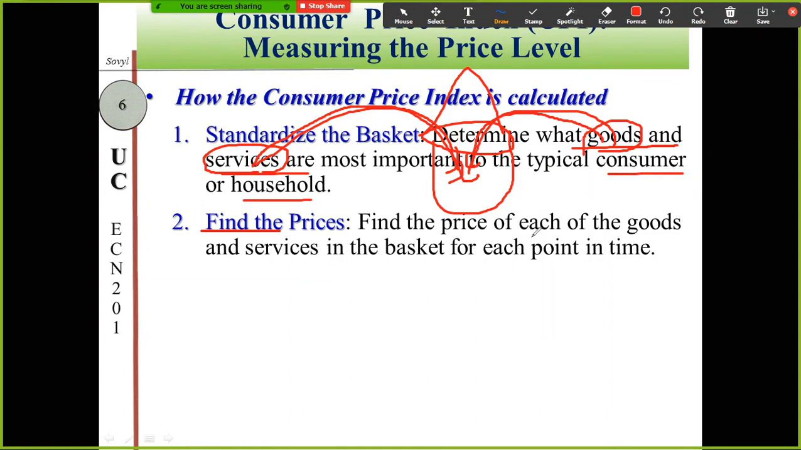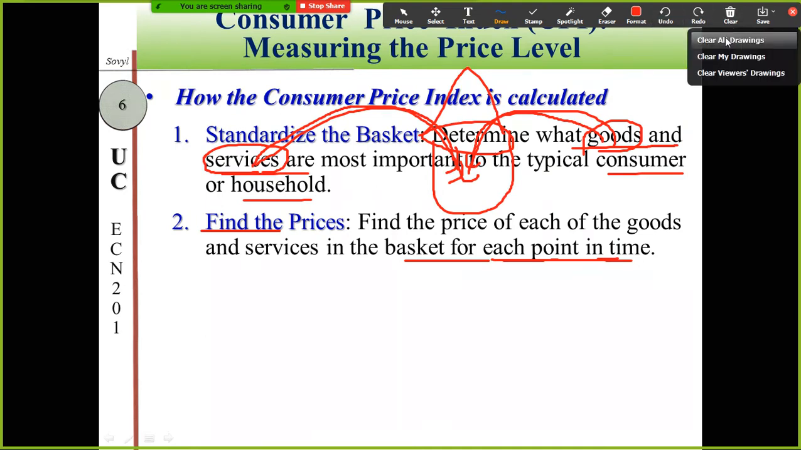Find the price of each of the goods and services in the basket for each point in time. Each point in time, what does it mean? Maybe today, tomorrow, this week, next week, this month, next month, this year, next year, this quarter, next quarter, this semester, next semester. That's why each point in time, from time to time.